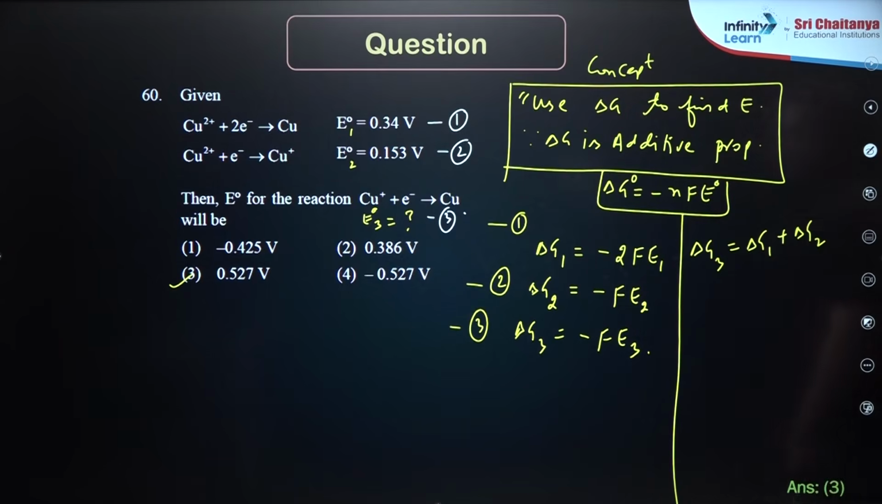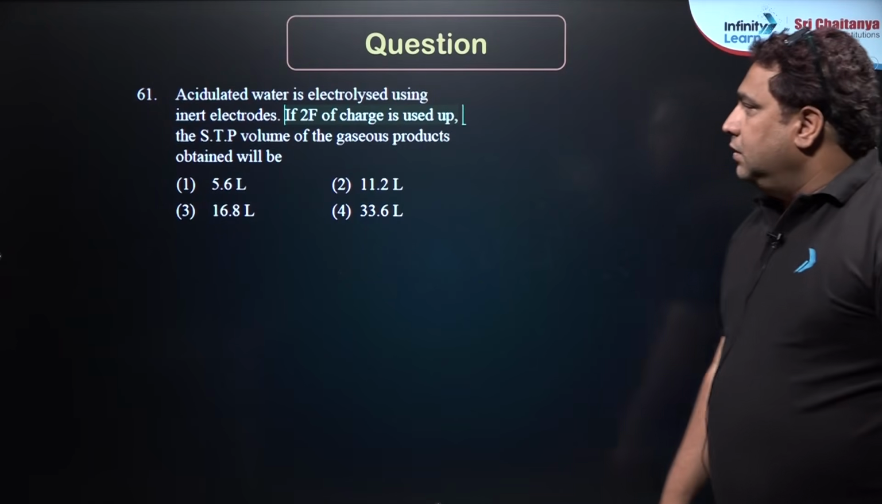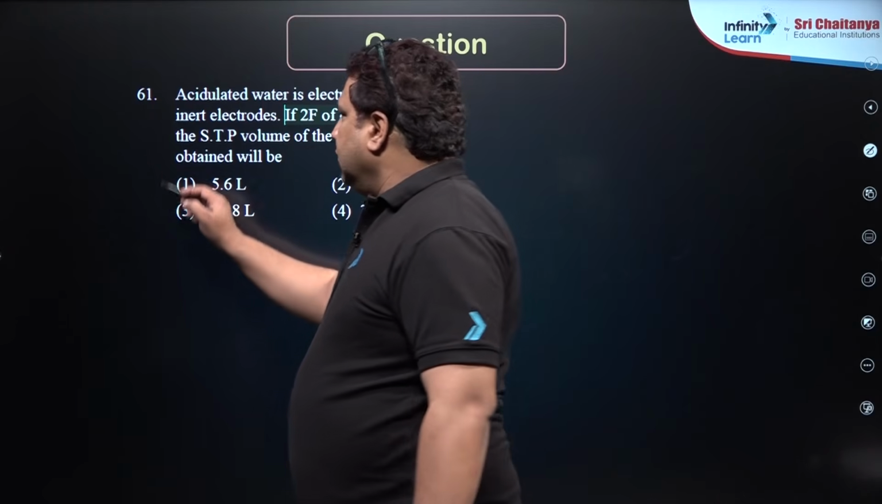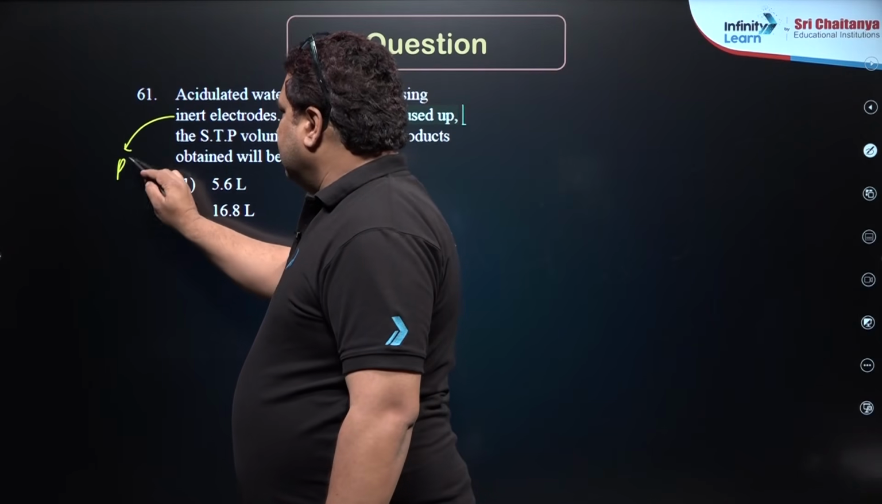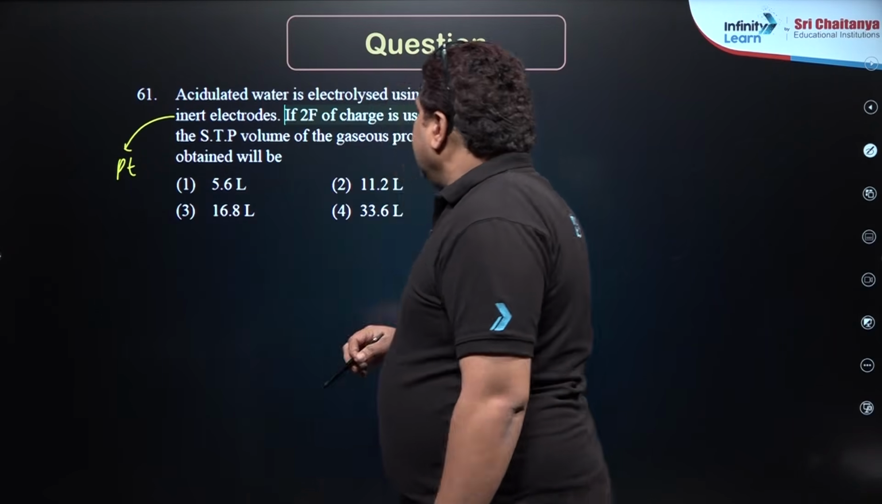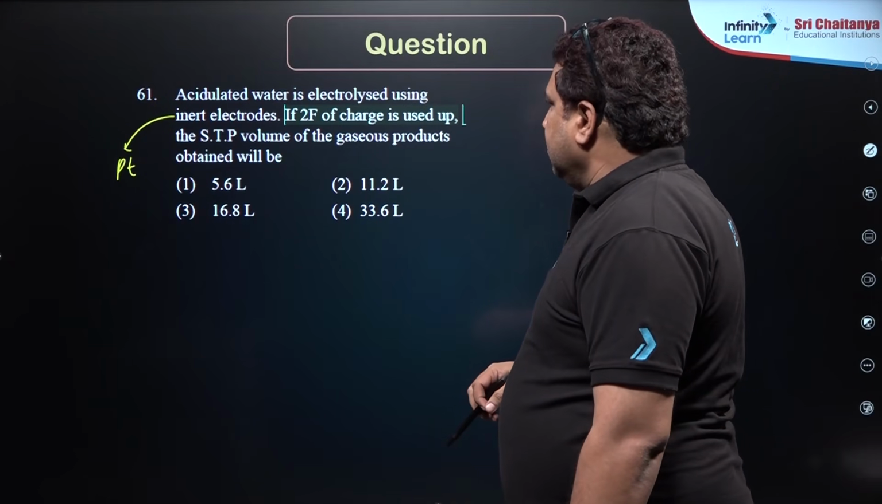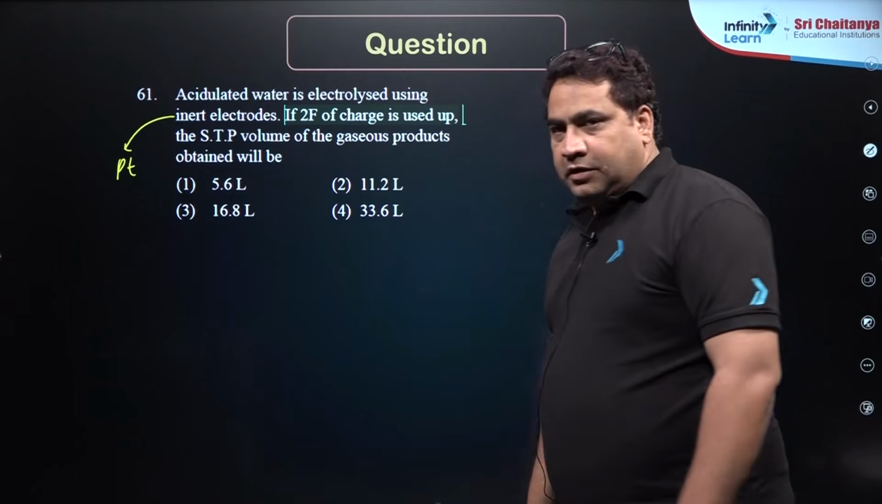Okay, students. Next problem 61. Acidulated water is electrolyzed using inert electrodes. Okay, let us say platinum electrode. If 2 Faraday of charge is used up, the STP volume of gaseous product obtained will be.